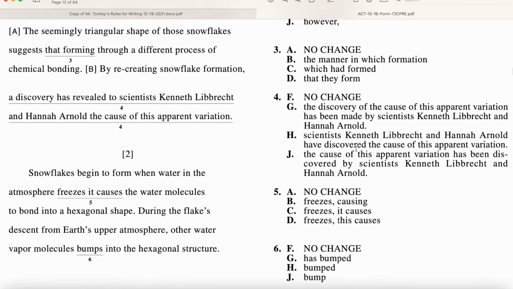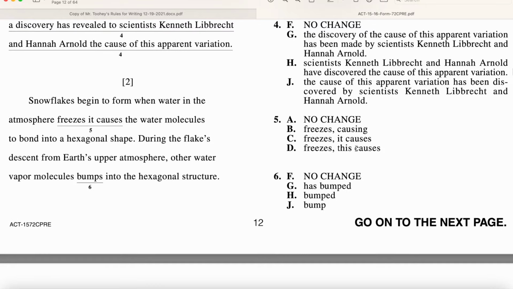Let's keep going. Let's take it from "Snowflakes begin to form." Snowflakes begin to form when water in the atmosphere freezes. It causes the water molecules to bond in a hexagonal shape. Okay, so I'm going to stop you real quick. I want you to reread that, actually. Now, notice with answer choice A, the underlined portion, there's no punctuation there, right? You've got to just read right through that, no pauses. Okay, I want you to try it again. Read it accurately as written.